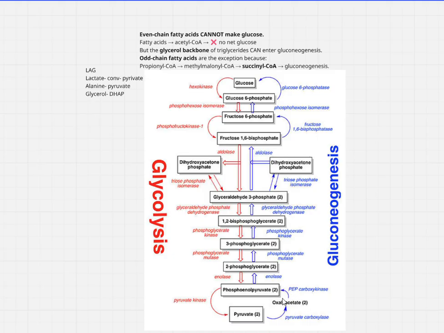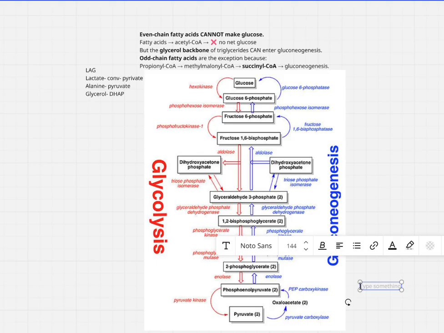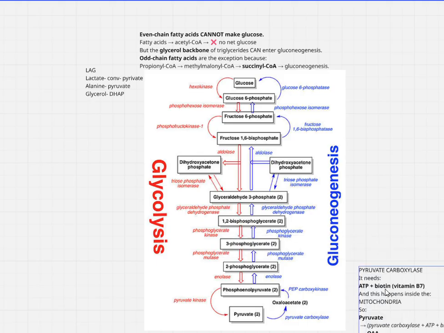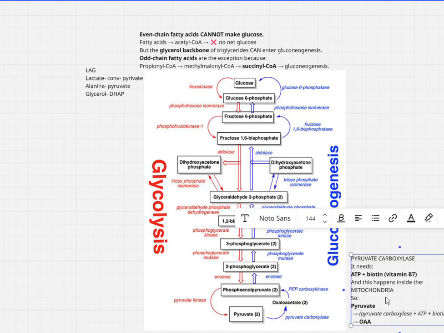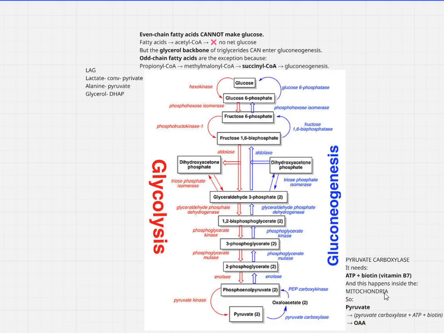Now, this step is important because pyruvate carboxylase needs ATP and biotin, right? And this happens in the mitochondria. So pyruvate needs pyruvate carboxylase, it needs ATP and it needs biotin and gets converted into oxaloacetate, and only then can it go into the gluconeogenesis pathway. This is very importantly tested, so I'm going to punch it here. Can you see that the pyruvate carboxylase basically needs ATP and biotin, which is your vitamin B7. So biotin deficiency will also lead to a problem with the gluconeogenesis pathway.